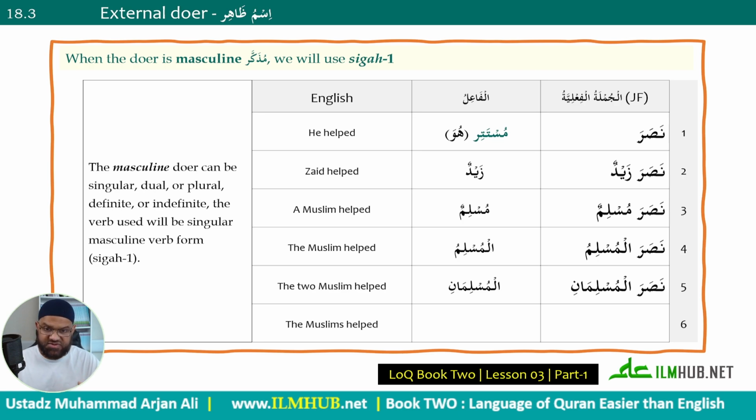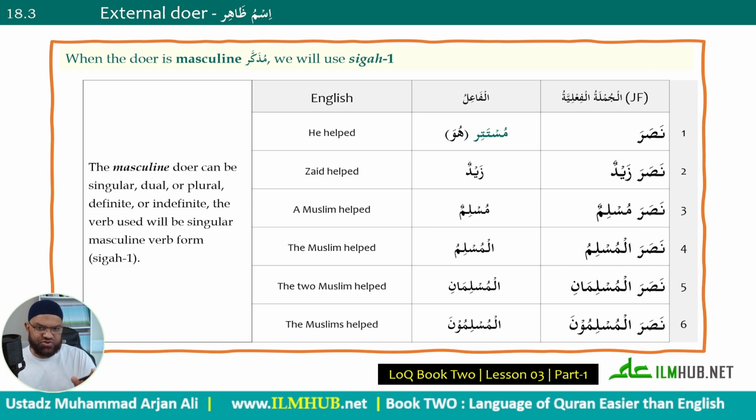Then the Muslims helped. Again, this should be easy. I'm still using the singular version of the verb. Please note, Nasara al-Muslimuna. And therefore, my doer is al-Muslimuna, which is plural, masculine, and it is the doer, al-fa'ilu.